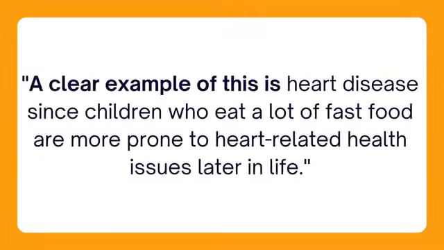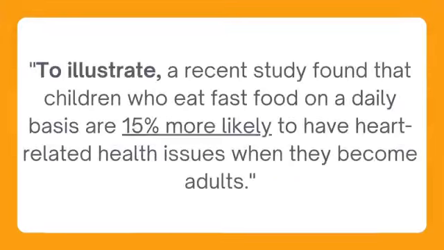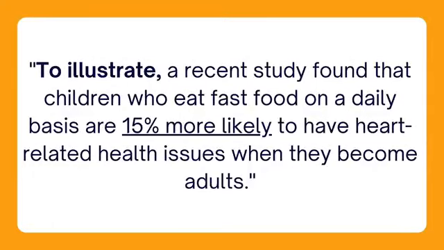A clear example of this is heart disease, since children who eat a lot of fast food are more prone to heart-related health issues later in life. To illustrate, a recent study found that children who eat fast food on a daily basis are 15% more likely to have heart-related issues when they become adults. To illustrate is normally followed by a statistic or a number. If you noticed in my example, I said 15%. That refers to the statistic I'm talking about.